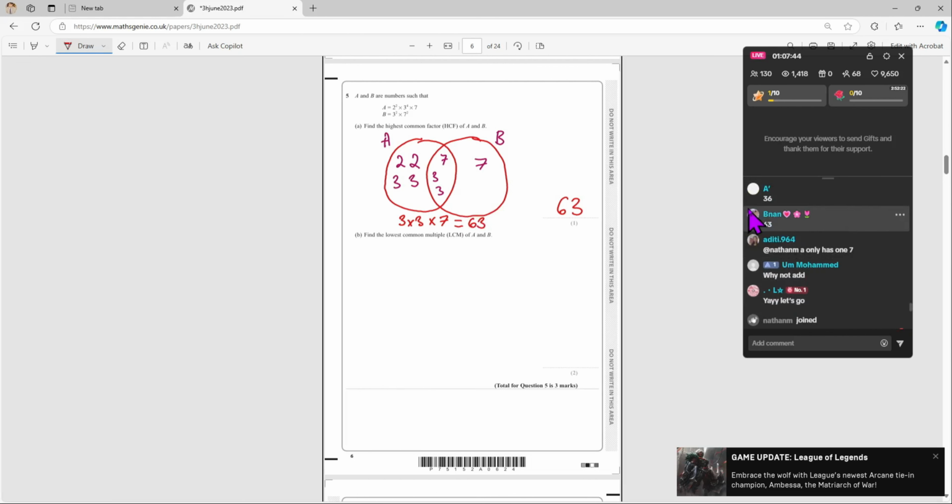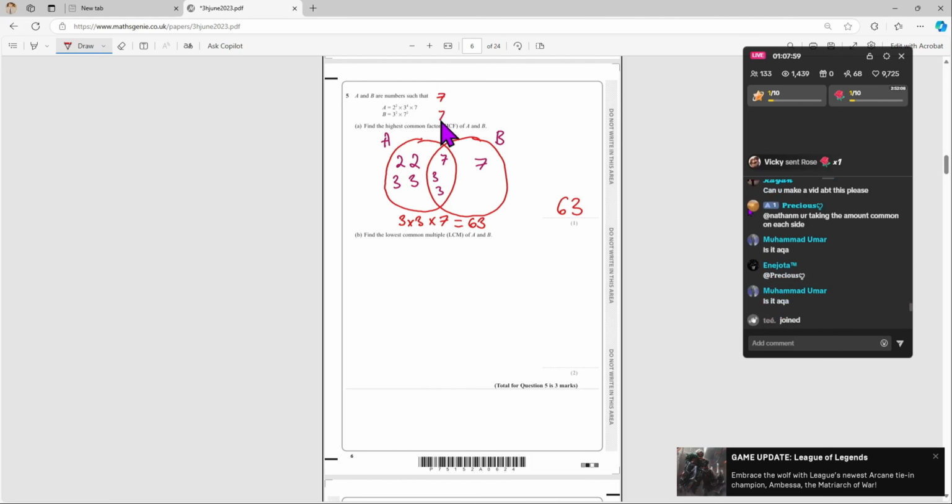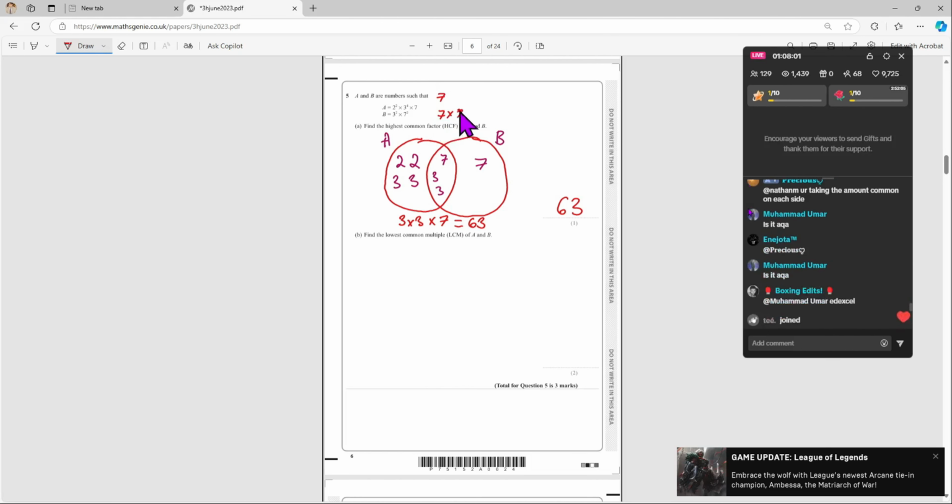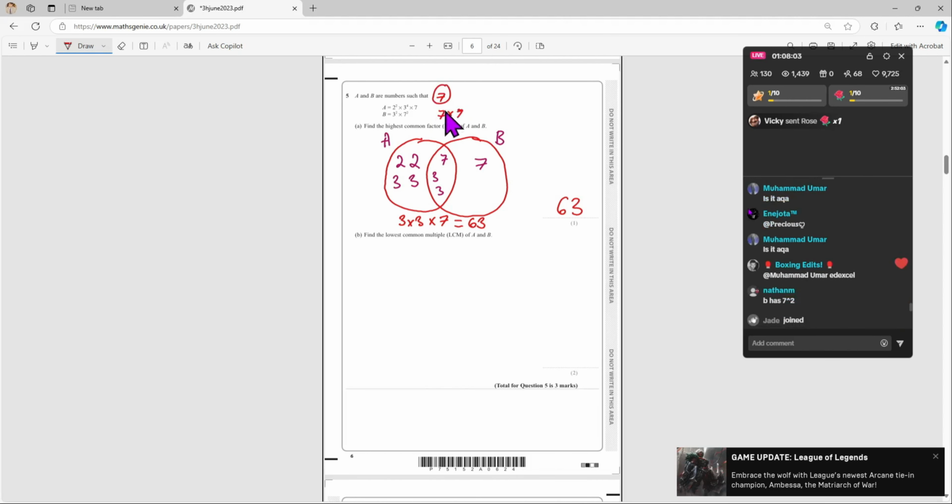Why is it not add? Because whenever you're trying to find the highest common factor, you always multiply, okay? Why is it not 2 sevens? It's not 2 sevens because there's only 1 seven in A, and for B there are 2 sevens. So there's only 1 seven common in both, so you only take that 1 seven in the middle, and then the other 7 goes into category B, where it's just there alone, okay?